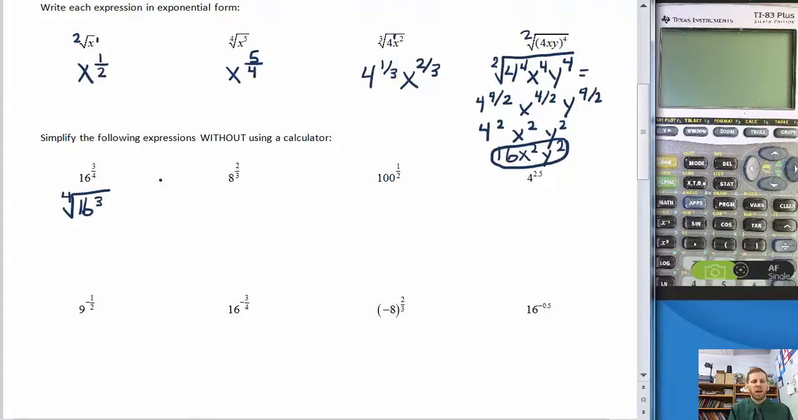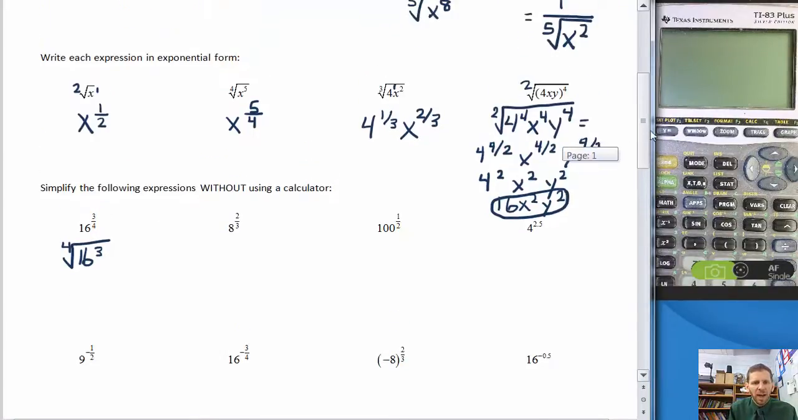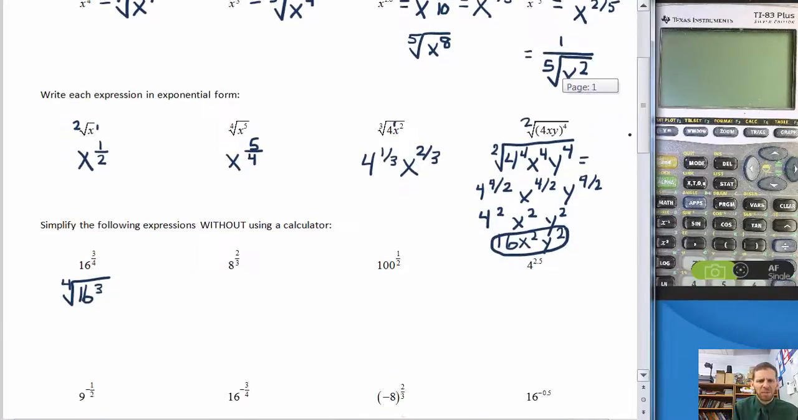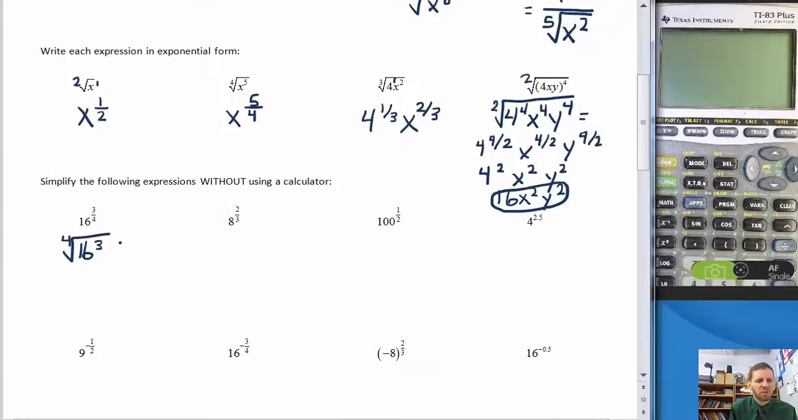Now, how do we do this without a calculator? I don't know what 16 cubed is. But you may recall at the top of the page, instead of calculating 16 cubed, we can actually do the root of the number first and apply the exponent second. I like that procedure. I like making this value smaller compared to bigger. So instead of doing the fourth root of 16 cubed, let's do the fourth root of 16 and cube it.